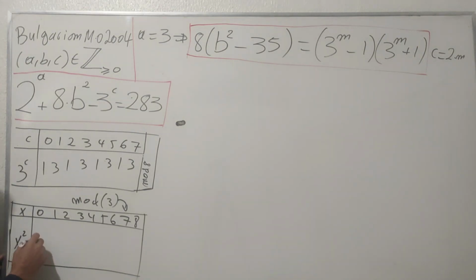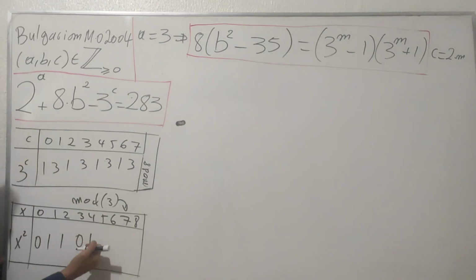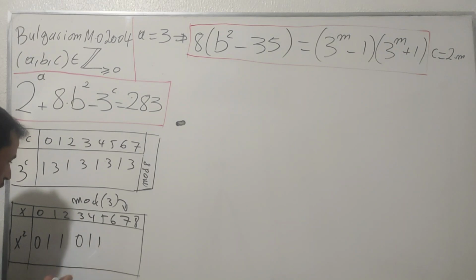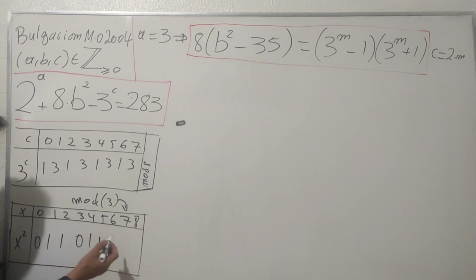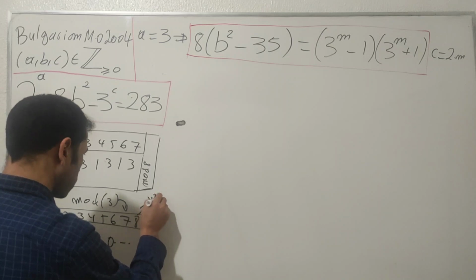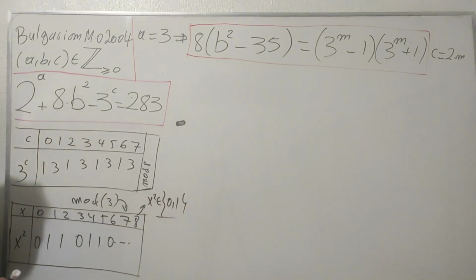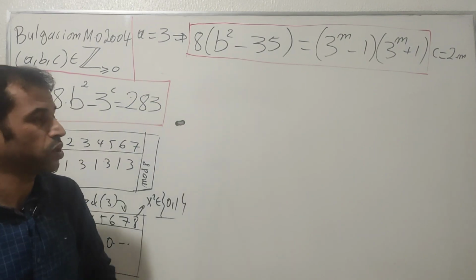So for 0 it simply is 0, for 1 it simply is 1, for 2 it is 4, for 3 it is 9, which gives 0. 4 squared is 16, which is 1 more than 15. 5 squared is 25, which is 1 more than 24, so you get the remainder 1. For 6 squared, which is 36, you get 0, and so on and so forth. We get x squared belongs to 0 and 1 only. Okay, so now we are ready to move on to our proof.